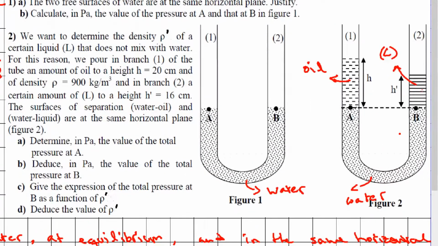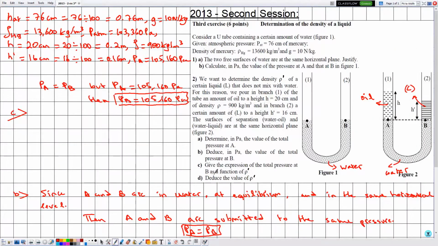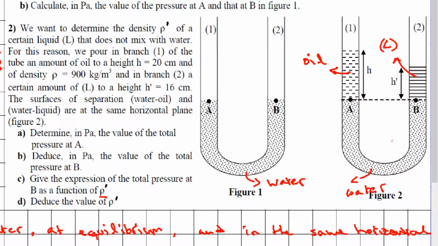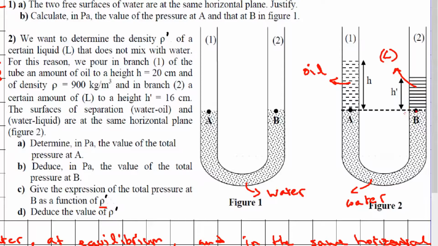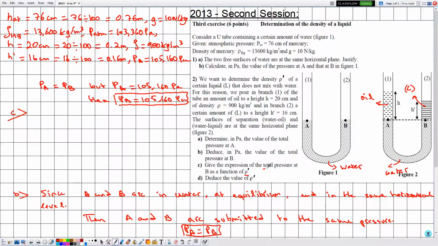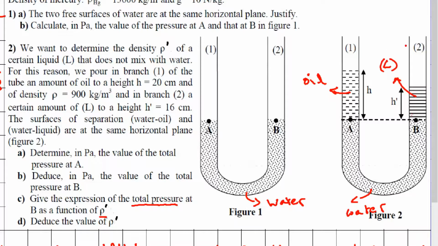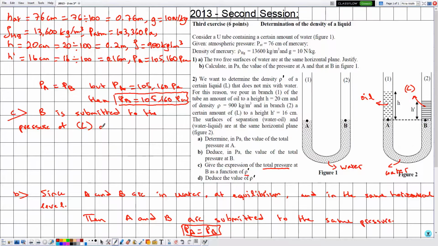Now in part C, give the expression of the total pressure at B as a function of rho prime. So here we need to determine the value of the pressure at the point B as a function of rho prime. So we are asked to determine the expression of the total pressure at the point B as a function of rho prime, and we are not asked to calculate the numerical value of the pressure at the point B. So since we are interested in determining the pressure, we always look upwards. So above the point B we have the liquid L. So we are interested in determining the total pressure. Then let's say that the point B is submitted to the pressure of L. And moreover, above L we have the atmospheric pressure.